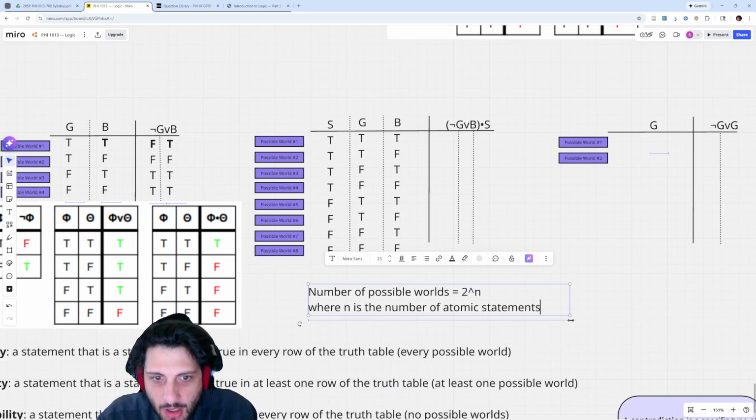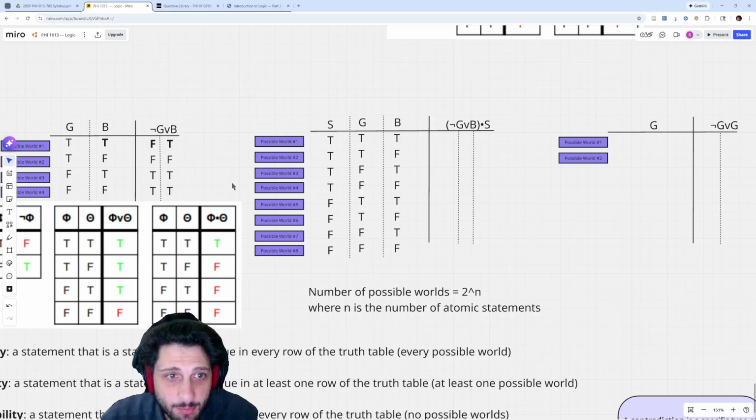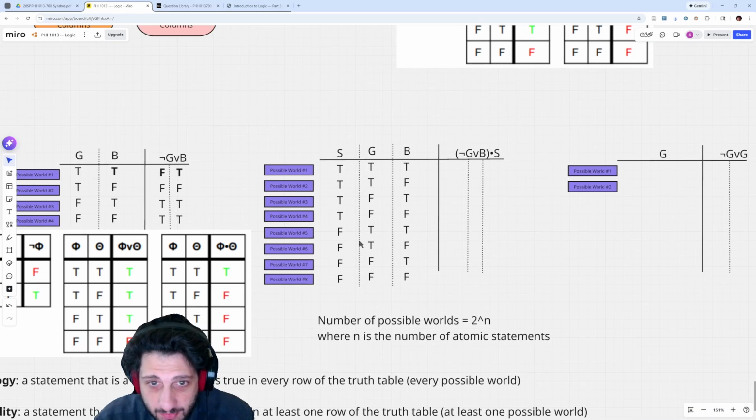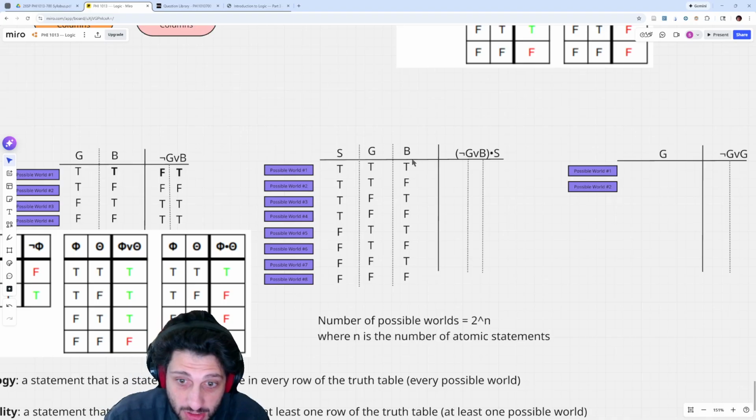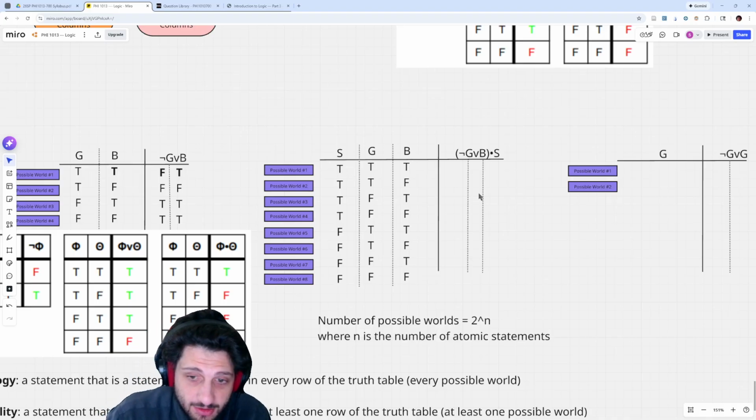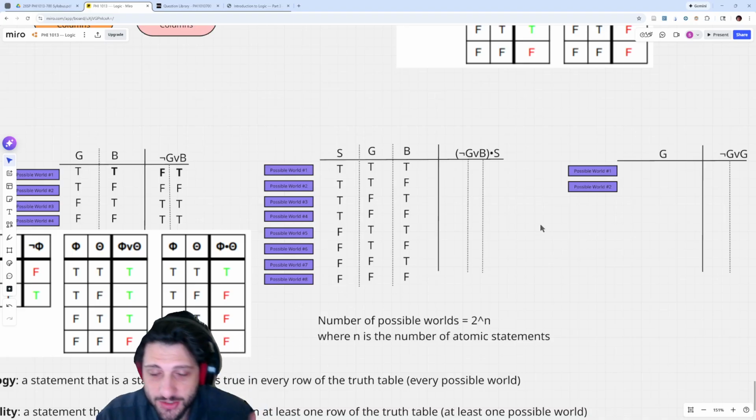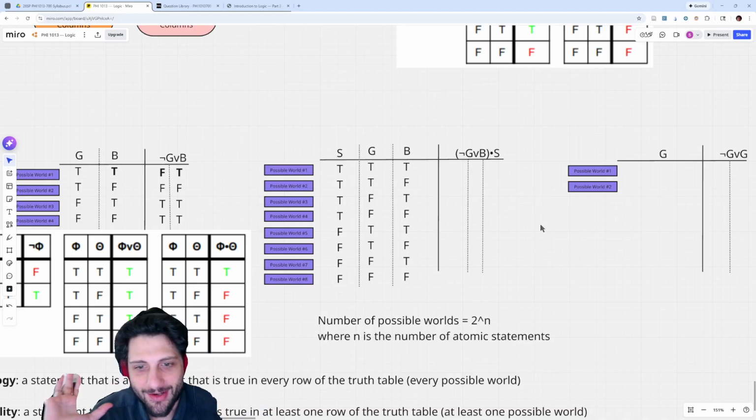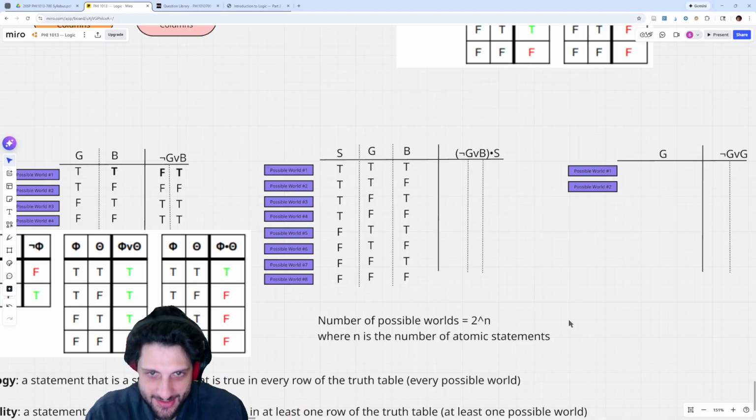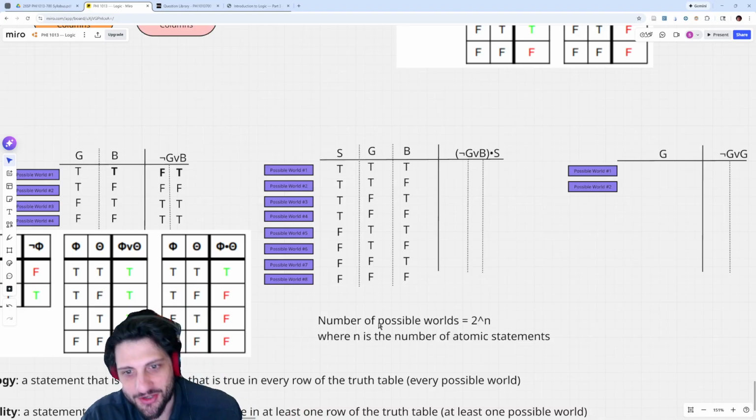So this is why, when we just have B alone, we just have T or F, right? It's just 2 to the 1. When we have B and G, we have 4. Then we go to 8, then 16, then 32, then 64. So this is why, like I was saying, we try to avoid it. I'm never going to give you something with like 20 atomic statements, because 2 to the 20 is a ridiculously large number.